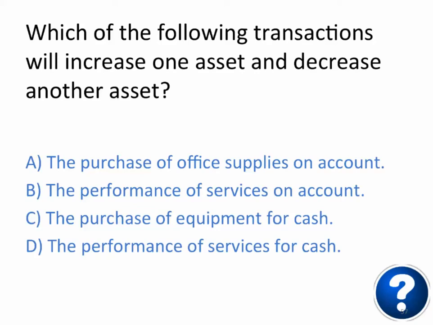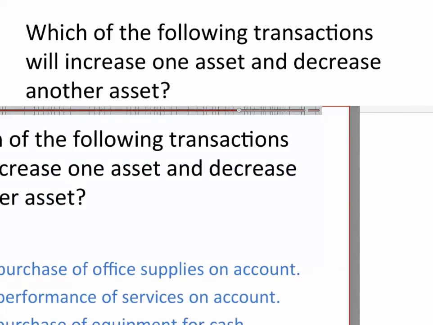But if I were doing this, I would go through each thing and say, is that impacting an asset? And the first time I found something that wasn't impacting an asset, I could rule that out. So A, for example, the purchase of office supplies on account. Well, office supplies is an asset, so far, good. But on account, if we're purchasing office supplies, is that accounts payable or accounts receivable? Payable, and that's a liability, right? So we can cross off A. Can't be A.